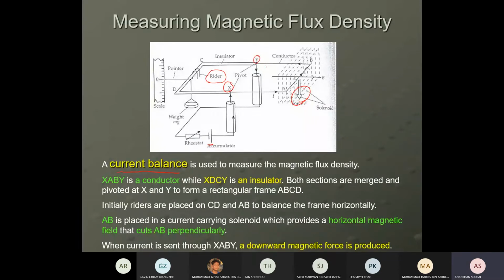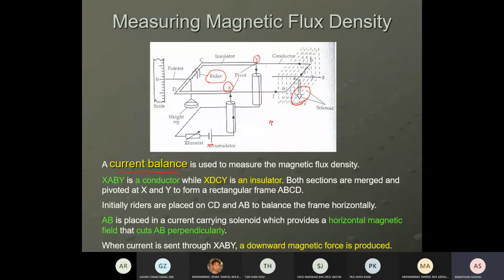So when it's balanced, the moment caused by the magnetic force must be the same as the moment caused by this weight about the pivot. Where is your pivot? X to Y is the pivot. So from there, we calculate the magnetic field strength. How do you calculate magnetic field strength?